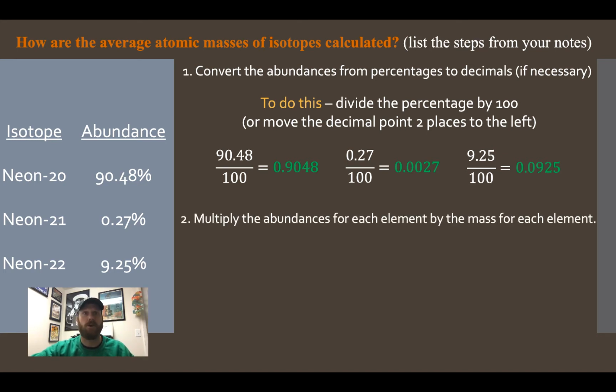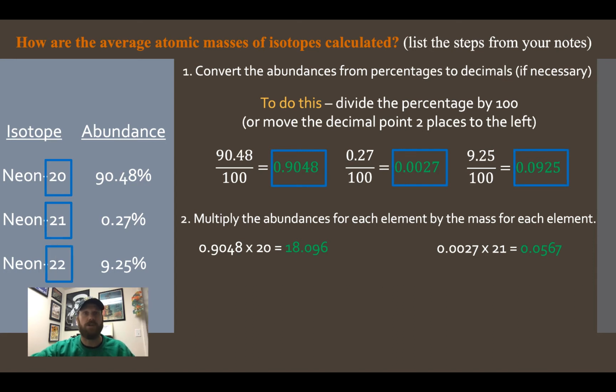Step 2 involves multiplying the abundances for each isotope by the mass for each isotope. For this example, take the abundance of neon 20, 0.9048, times the mass of 20. You should get 18.096. Repeat the process for neon 21 using the abundance and mass, 0.0027 times 21, which is 0.0567. One more time for neon 22, abundance times mass would be 0.0925 times 22, which would be 2.035.